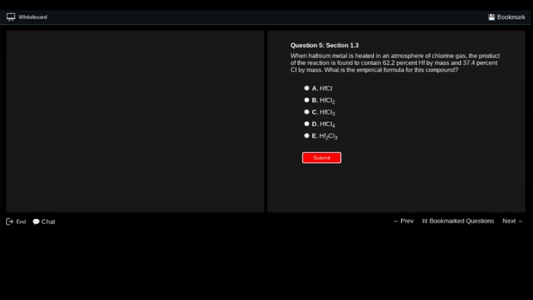When hafnium metal is heated in an atmosphere of chlorine gas, the product of the reaction is found to have 62.2% Hf by mass and 37.4% chlorine by mass. What's the empirical formula for this compound?